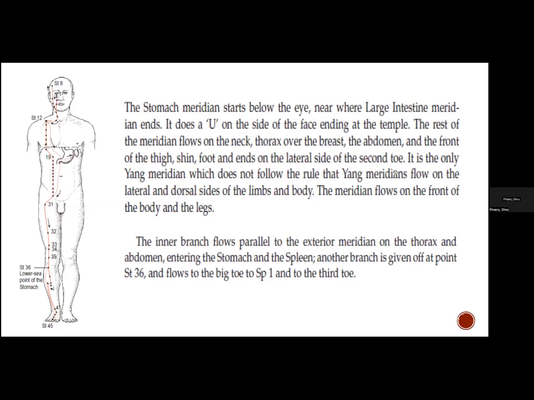It is the only yang meridian which does not follow the rule that yang meridians flow on the lateral and dorsal sides of the limbs and body. The meridian flows on the front of the body and the legs. So, nasa harap po siya ng path ng meridian. The inner branch flows parallel to the exterior meridian on the thorax and abdomen, entering the stomach and the spleen. Another branch is given off at point stomach 36 and flows to the big toe, to spleen 1, and to the third toe.